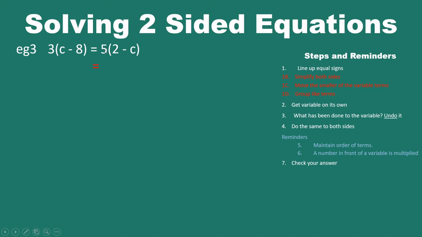We'll do the other side at the same time. We'll do the 5 times the 2 is 10, and the 5 times the negative c, negative 5c.